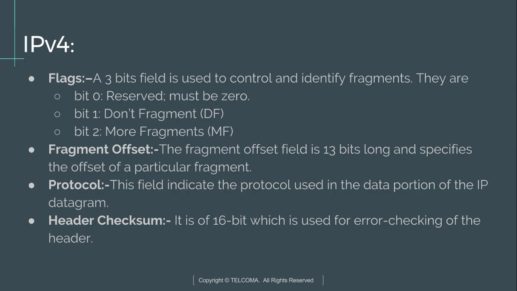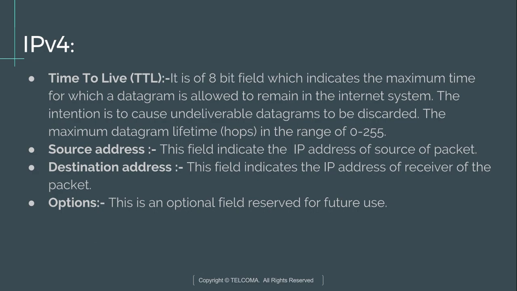The fragment offset field is 13 bits long, and it specifies the offset of a particular fragment. Next is protocol. This field defines the protocol which is used by the IP datagram. Next is the header checksum field. It is 16 bits and it is used for error checking of the header. It detects the error and corrects the error of the header field.